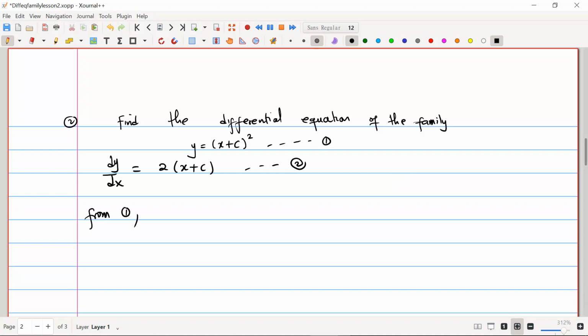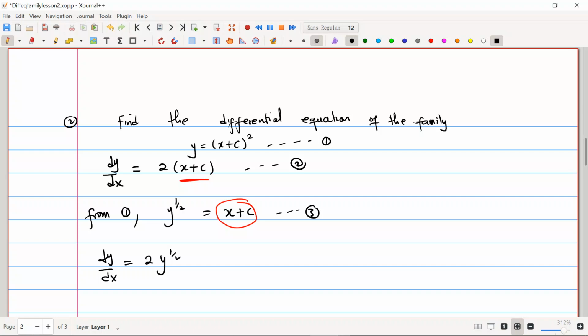if I take the square root of both sides, I'm going to say that y to the 1/2 power, which is the square root of y, is equal to x plus c. I can say this is equation 3. Now from equation 3, x plus c is equal to y to the 1/2 power, so I can place that into 2. So dy dx from 2 and 3 is equal to 2 times y to the 1/2 power.